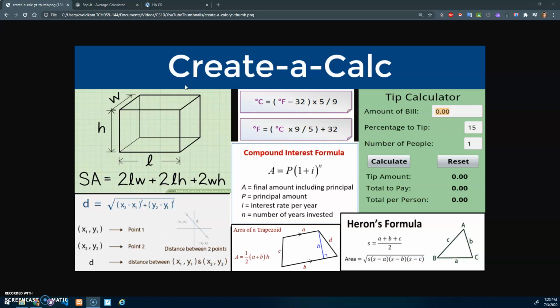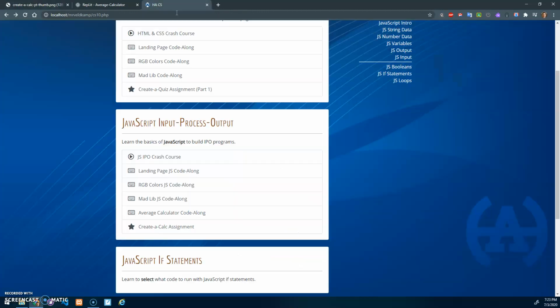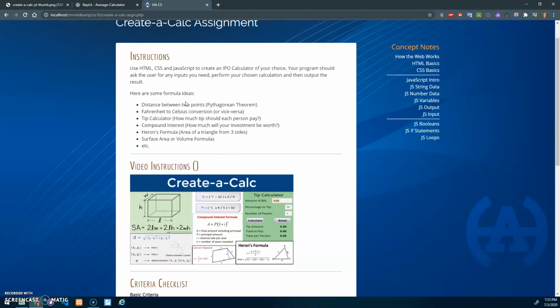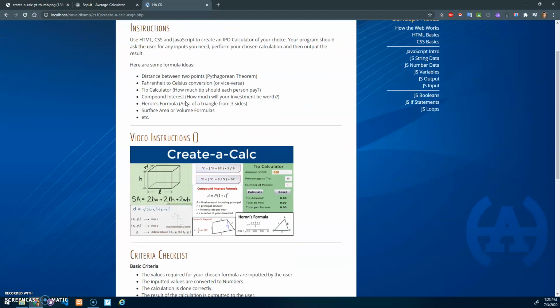Okay, I'd like to just go over the instructions for the create a calculator assignment right here. Basically, I want you to use HTML, CSS, and JavaScript to build an IPO calculator, input process output calculator. Okay, so basically you should get inputs from the user, do a calculation with those inputs, and then output the result. Okay, so you can do whatever calculation you want, whatever formula you want.